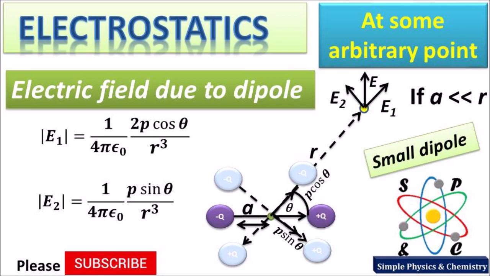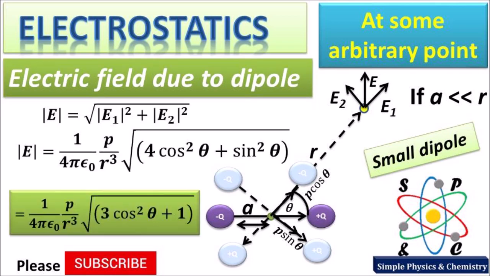Then we will get these two equations for the two fields, one parallel and one perpendicular, and to add them we can use the Pythagoras theorem. At the field point the total electric field will be at some angle from E1 and E2, but one thing to consider is that E1 and E2 are at a 90-degree angle to each other. So the total electric field will be the square root of E1 square plus E2 square.